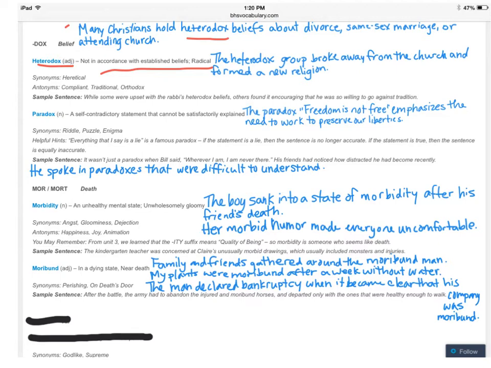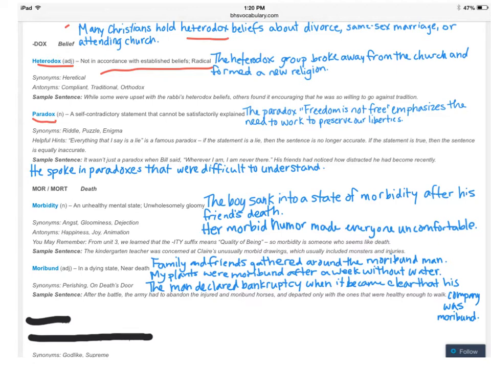Your second vocab word is paradox. I think this one's kind of a fun one. It is a self-contradictory statement that cannot be satisfactorily explained. Often, though, even though it's a phrase that contradicts itself, there is some deeper meaning in it.